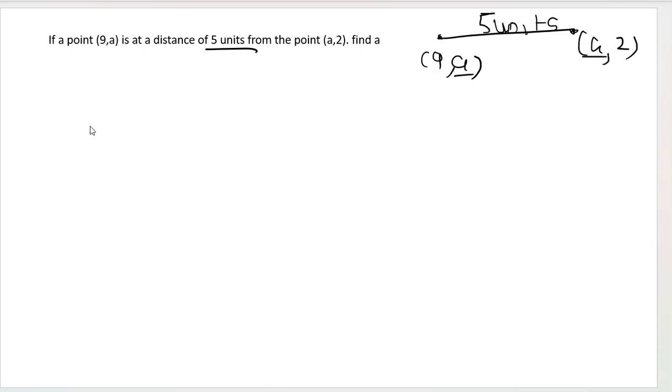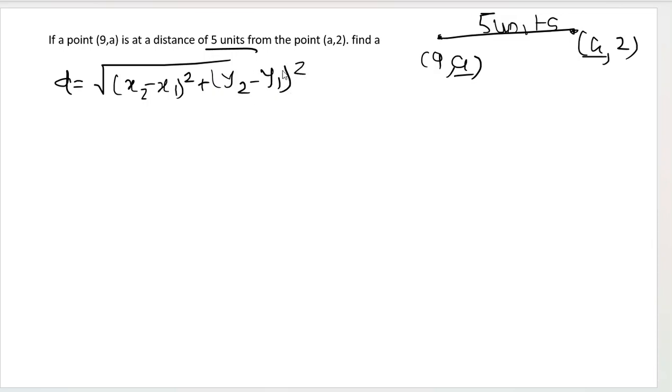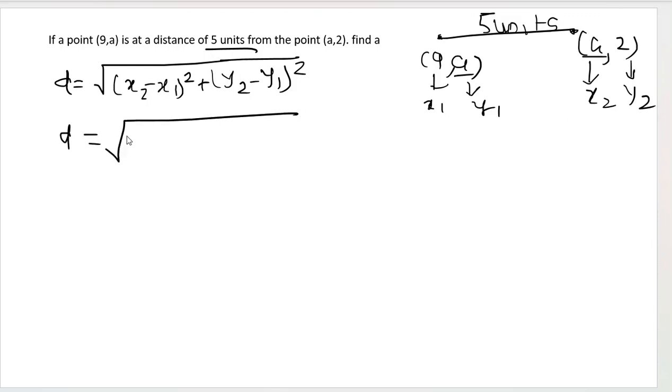Since this problem involves distance, we use the distance formula, which is given by the square root of (x2 minus x1) the whole square plus (y2 minus y1) the whole square. We take these as our 2 points, so 9 will become x1, a will become y1, a will become x2, 2 will become y2. So distance will become the square root of (a minus 9) the whole square plus (2 minus a) the whole square.